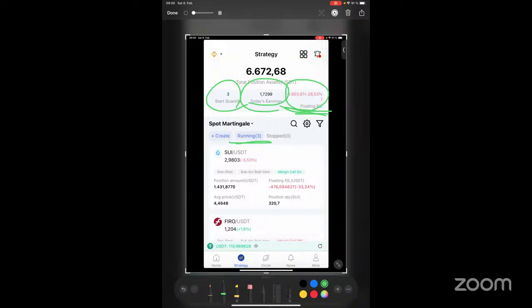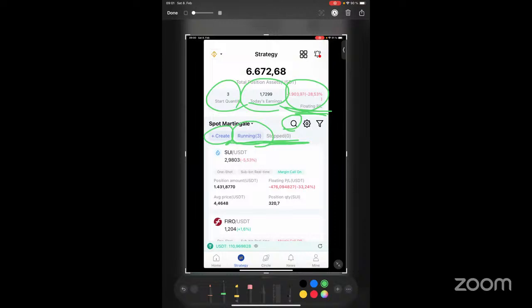So yeah, we have the create. If you want to start a new coin, you can tap on that. Then the running is the coins that are running currently. Stopped: there are no paused coins. If you pause a coin so you can take more profit, you see it under stopped.